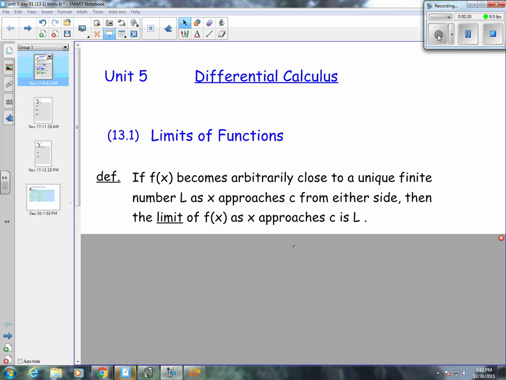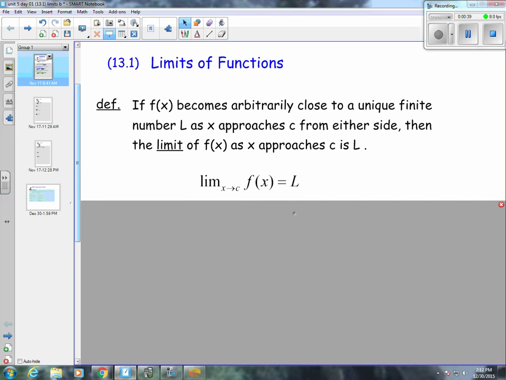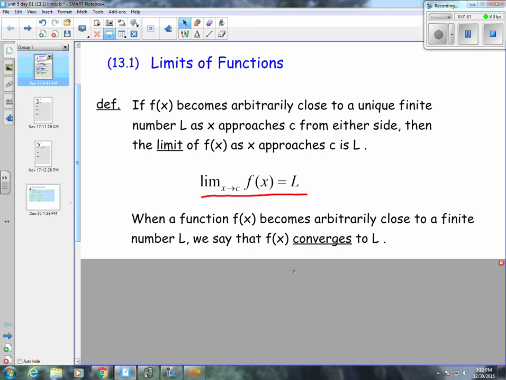If a function f of x becomes arbitrarily close to a unique finite number L as x approaches c from either side, then we say the limit of f of x as x approaches c is L. In the notation, we write LIM with the subscript x arrow c, and then the function f of x equals L. So the way we read these statements is the limit as x approaches c of f of x equals L. When a function f of x becomes arbitrarily close to a finite number L, we say that that function f of x converges to L.